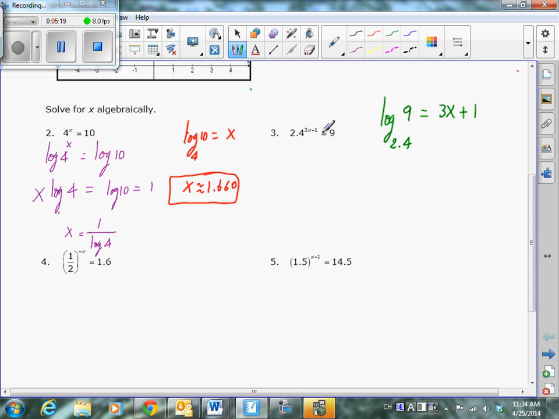Subtract 1 from both sides, right? Negative 1 plus log base 2.4 of 9 is equal to 3x, right? And I put all over 3 to get x. Now, you can put this on your calculator. Let's go ahead and practice that.